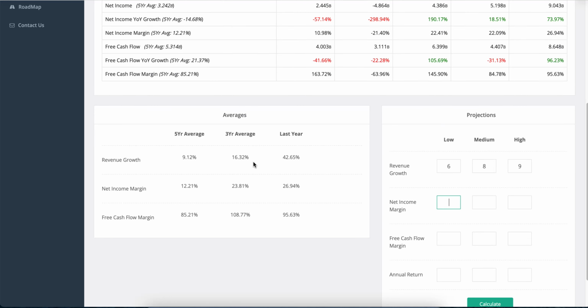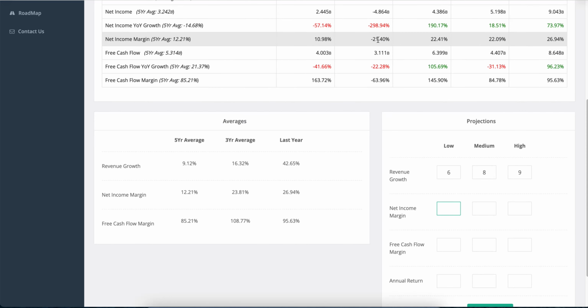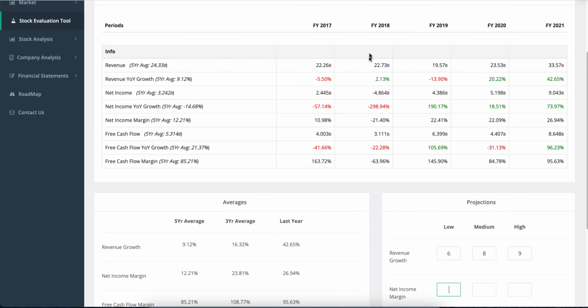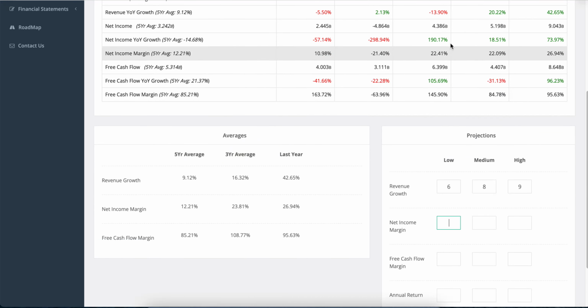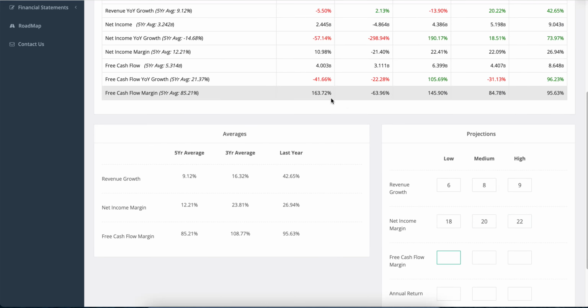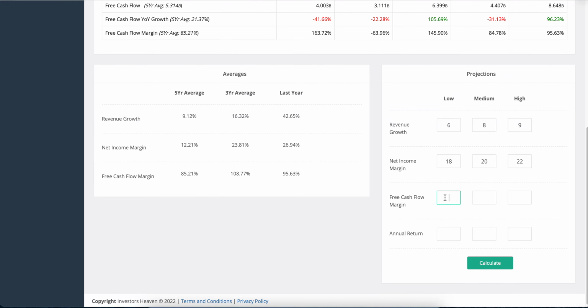And the net income margins, 10, they had a negative year. We know that 2018 was a bad year for them. But after that, we are looking at net income margins here that are 20%. So I think I'm going to go, the five-year average is 12, but it's because of this value. For the most part, it's near 20. So I'm going to go 18, 20, and 22. Free cash flow margin, again, I'd say it's mostly around 80, 90, and 100 for the most part on average. And this is what I'm going to be using. And an annual return of 13%.